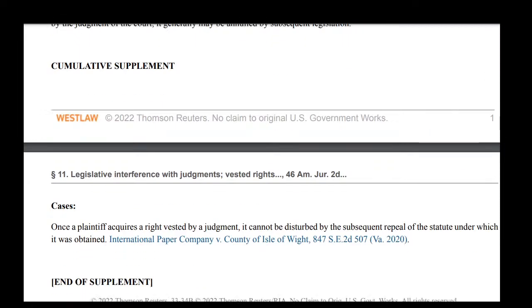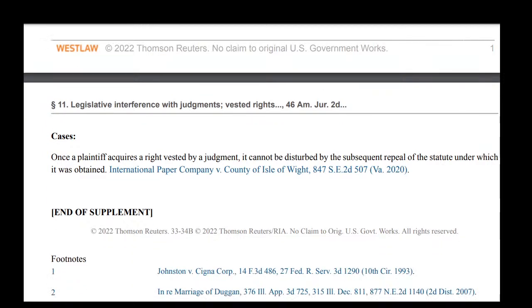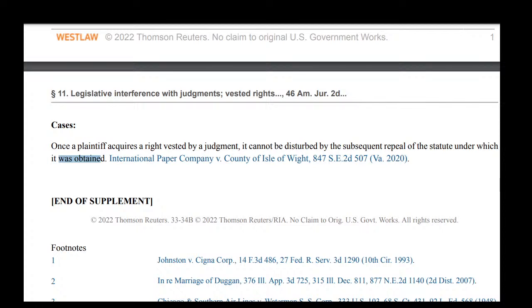Let's get down to the cumulative supplements here. Cases. Once a plaintiff acquires a right vested by a judgment, it cannot be disturbed by the subsequent repeal of a statute under which it was obtained. So no retroactive loss of a judgment, because it's become property, and it can't be disturbed by subsequent repeal of whatever statute it was obtained under. And that's International Paper Company versus County of Isle of Wight, Virginia.